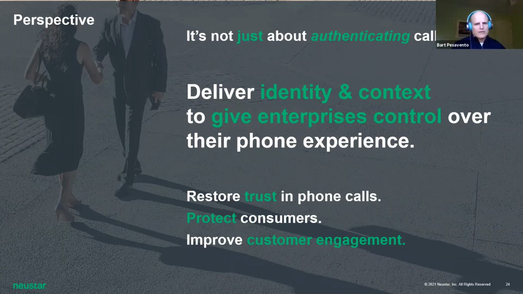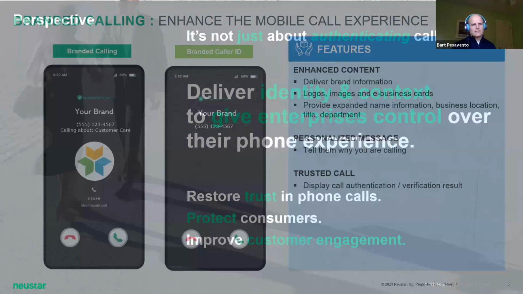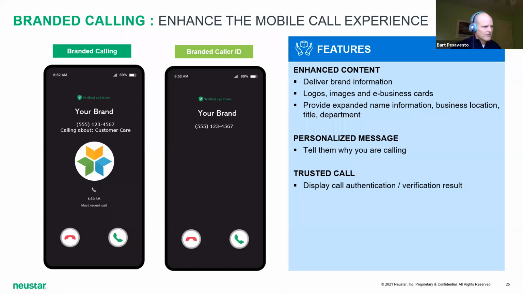But I wonder if you can change this, and you can just enhance and elevate and transform the call experience altogether. Give the enterprise the ability to send identity and context to the recipient of the call. This would restore trust in the phone calls, protect the consumer so they're not getting spam calls that are being used for fraud, and also improve the customer engagement. So how do we actually do that? Well, this is where we start talking about branded calling.